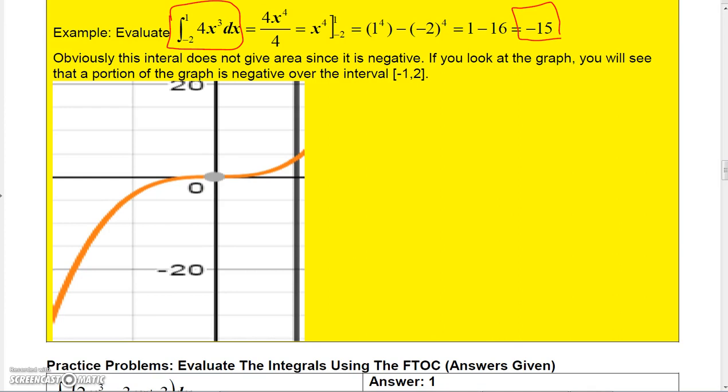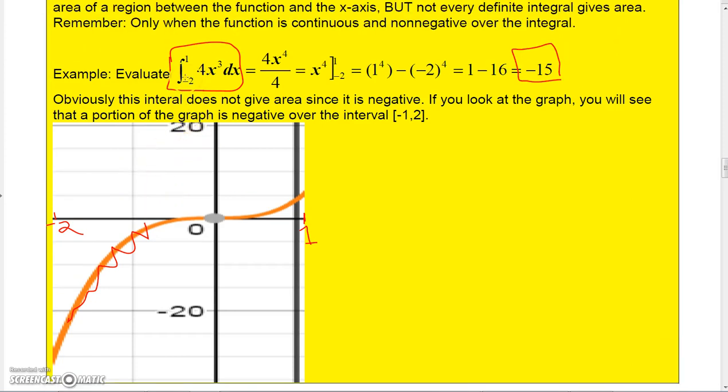If you look at the graph, you'll notice that if you take that function x cubed and go from negative 2 on the x-axis over to positive 1 on the x-axis, which would be about right there where that line is, then you can see this function breaks the rule for area. For the integral to represent area, remember the function has to be non-negative. Obviously the function is negative at points over that interval. So since that function breaks that rule, this definite integral would not represent area.